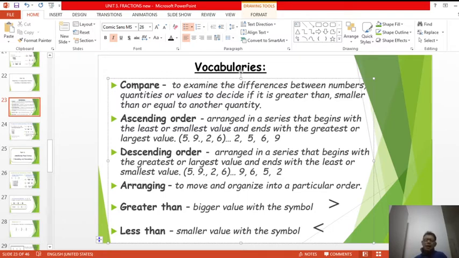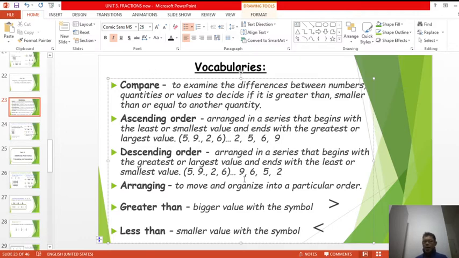How about arranging? Arranging is to move and organize into a particular order. That's what we did earlier. When we arrange the numbers into ascending order, we arrange them like this. And when we do descending order, we arrange them into descending order. So that's arranging: move and organize into a particular order.